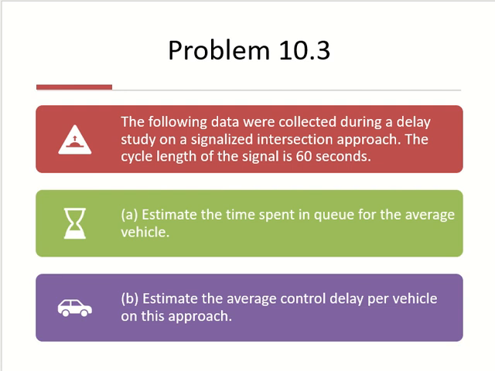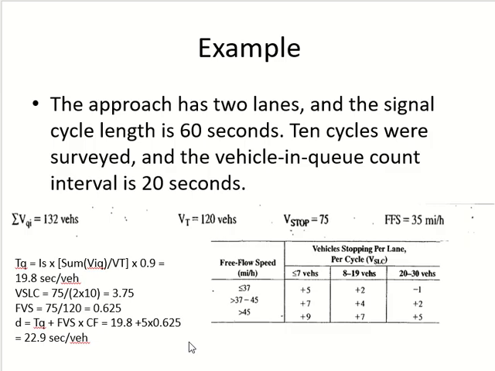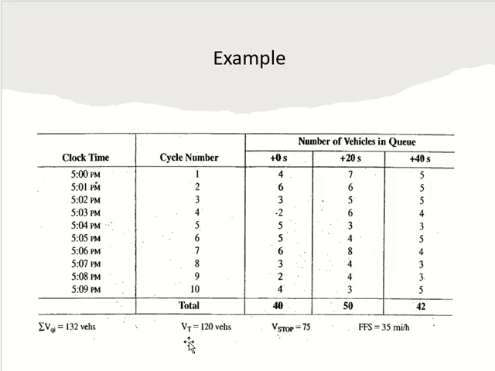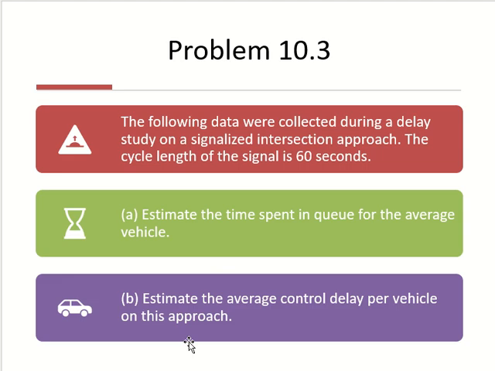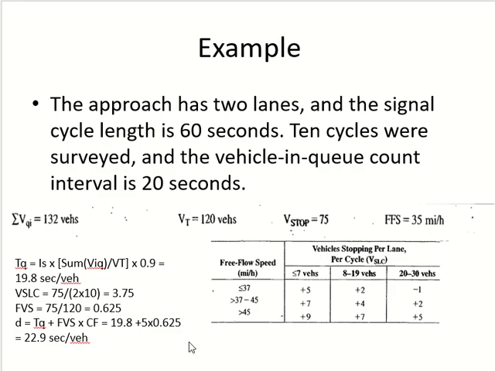So we have some more data coming on the next slide. It was collected in a delay study, cycle length is 60 seconds. We have to find out the time spent in queue and the average control delay. So which values are they asking for? The control delay, which is which value? The last one. And there are two parts, right? So part A is about what? The last one is the control delay. And part A, where is part A?